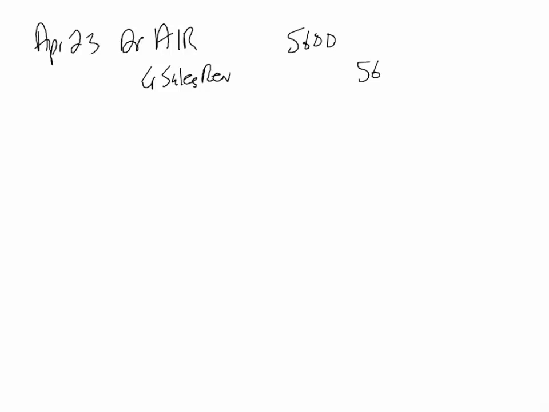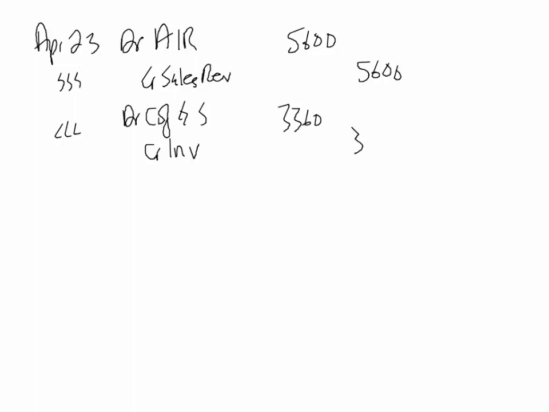So what's going to happen here? Where are we? April 23rd. We get a debit to accounts receivable and a credit to sales revenue. This is for the selling price, 5,600. And then, this is the SSS, CCC. I have the debit to cost of goods sold and a credit to inventory. That's for the cost of it, 3,360. And this is 1/10 net 30, FOB SP. There we go.